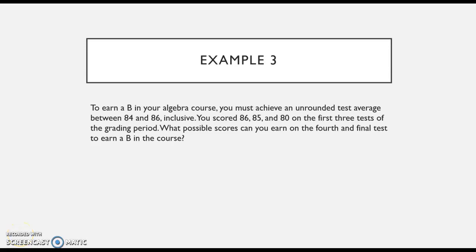All right, so now we're going to talk about how we solve compound inequalities. We've seen what a compound inequality was and we graphed it. But now, if we have an algebraic problem, how do we solve that? Here we want to earn a B in our algebra course, and we must achieve an unrounded test average between 84 and 86 inclusive.